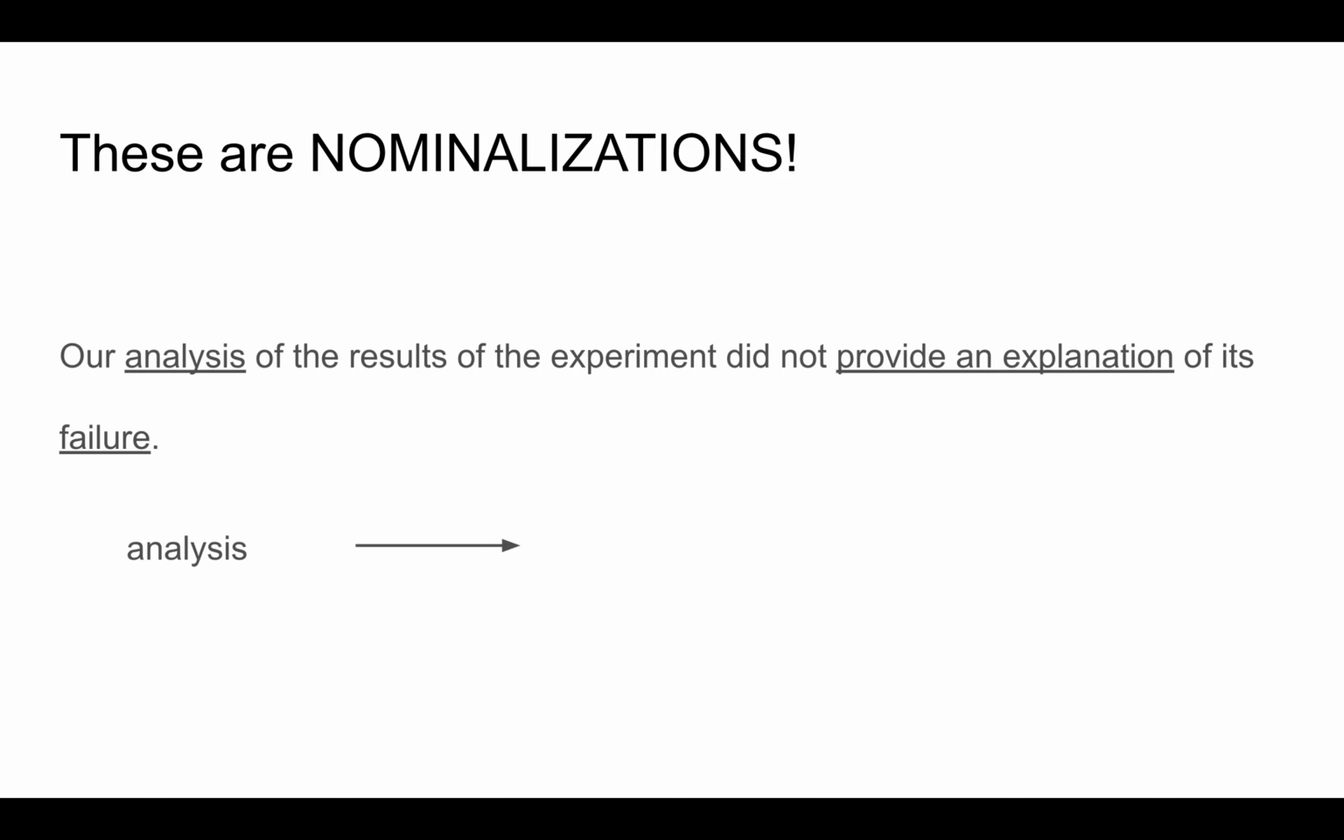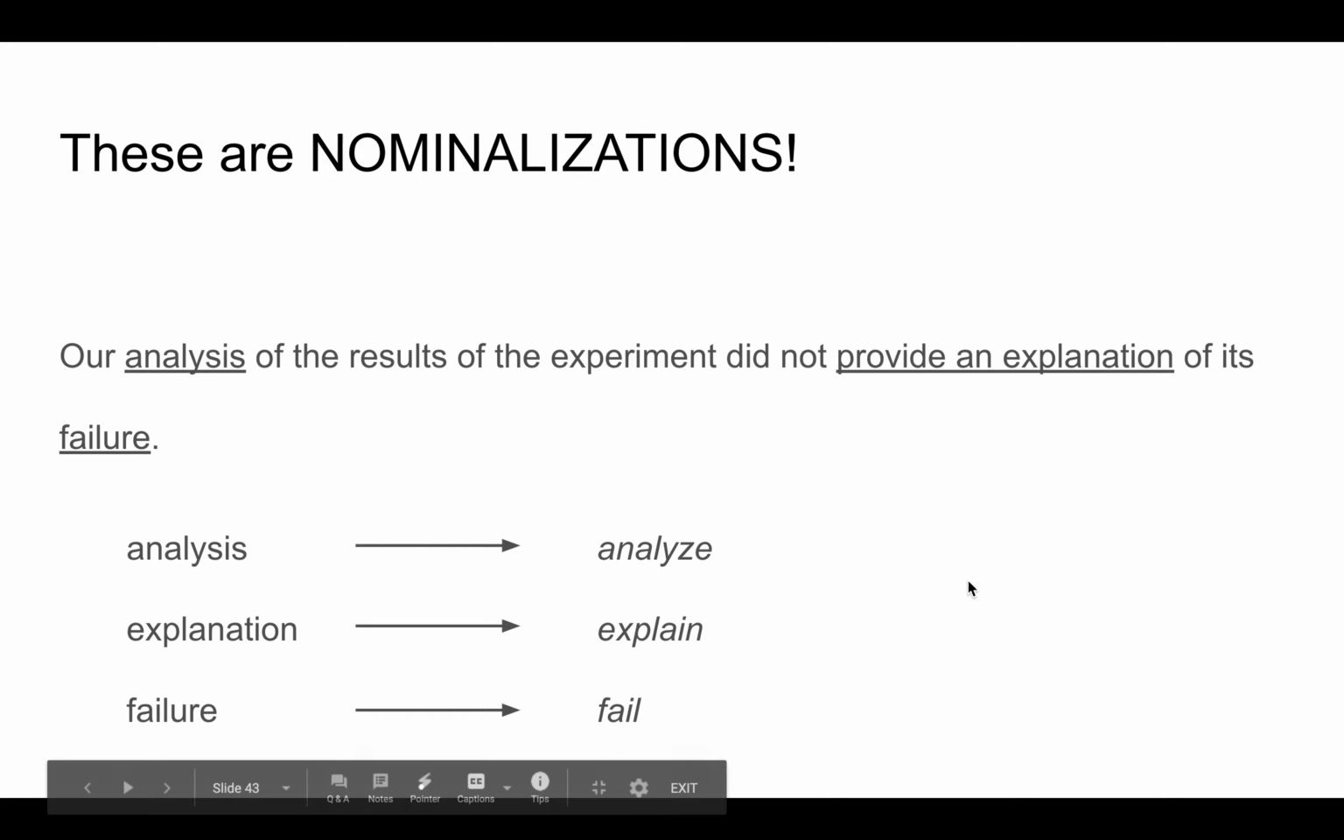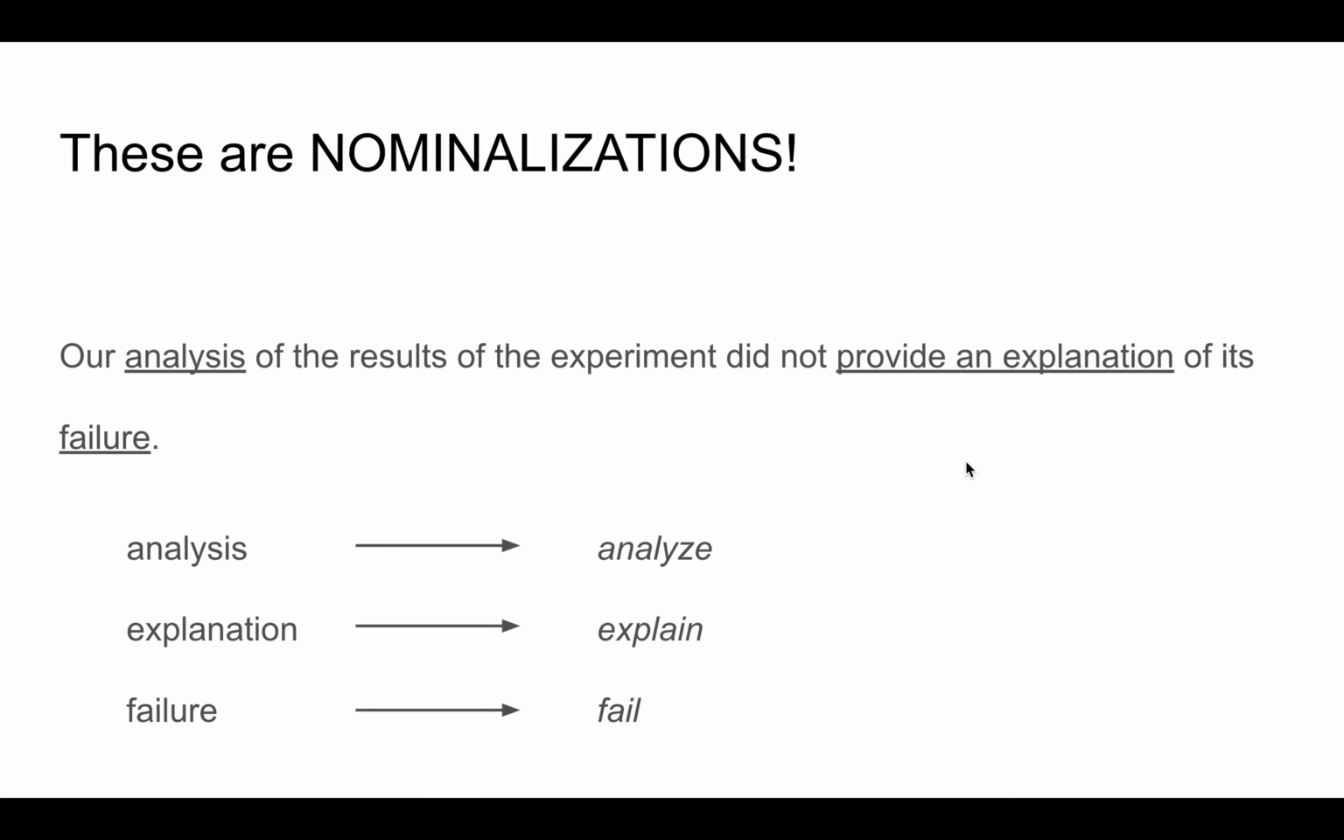So if we were to restore these nominalizations back to their original forms, analysis would become, can you guess? Analyze. Explanation would become what? If you give an explanation, you are explaining. Very good. And failure, failures are noun. What's the verb? To fail. Right. Fail or failed. These are all just the present tense. We're going to have to change those in a minute, but these are the present tense verbs that all of these nominalizations are based on.